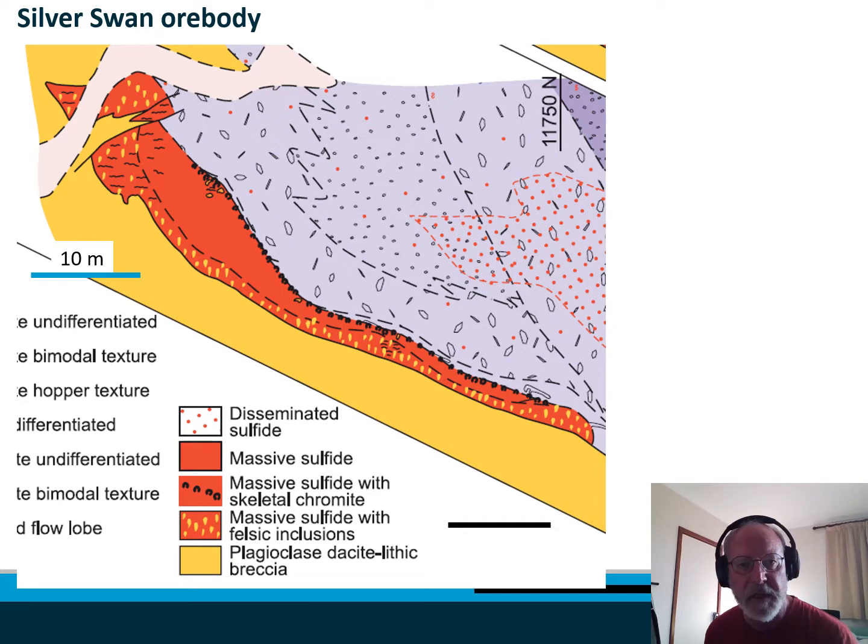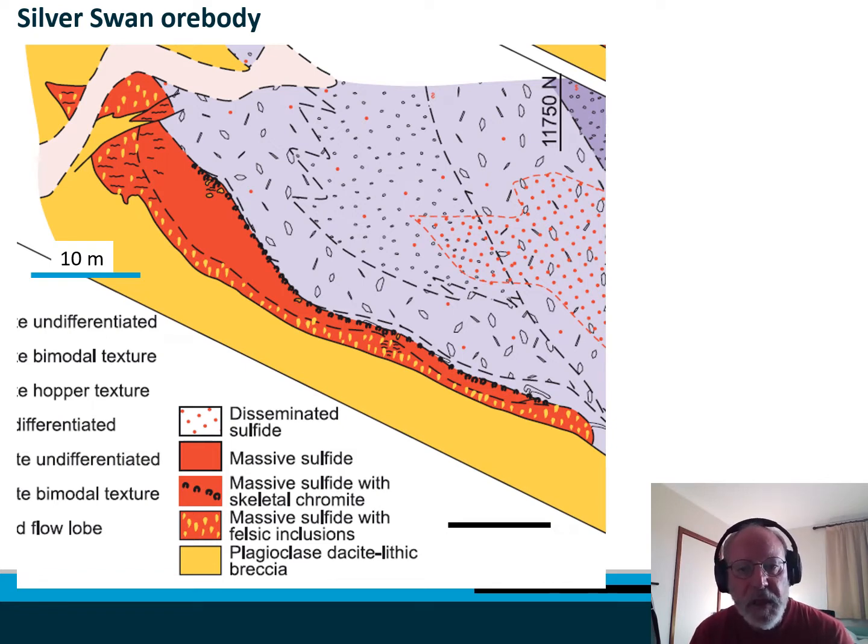So we're back in komatiite land again now. And this is a level plan from the Silver Swan mine near Kalgoorlie in Western Australia. There's the scale. That's 10 meters. This is a very, very thick body of massive sulfide sitting at the bottom of a komatiite flow, which is shown here in purple. Everything's dipping vertically, so we're just looking down on a plan. So you're looking at basically an original cross section through the flow.